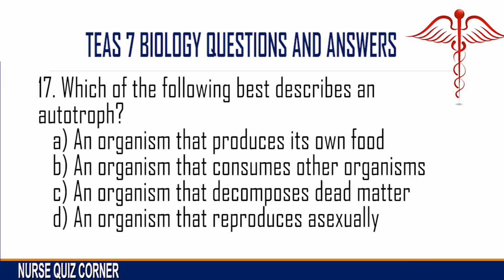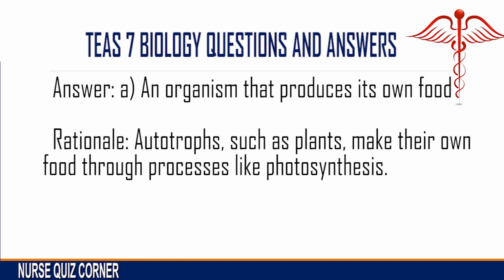17. Which of the following best describes an autotroph? A. An organism that produces its own food. B. An organism that consumes other organisms. C. An organism that decomposes dead matter. D. An organism that reproduces asexually. Answer: an organism that produces its own food. Rationale: autotrophs, such as plants, make their own food through processes like photosynthesis.